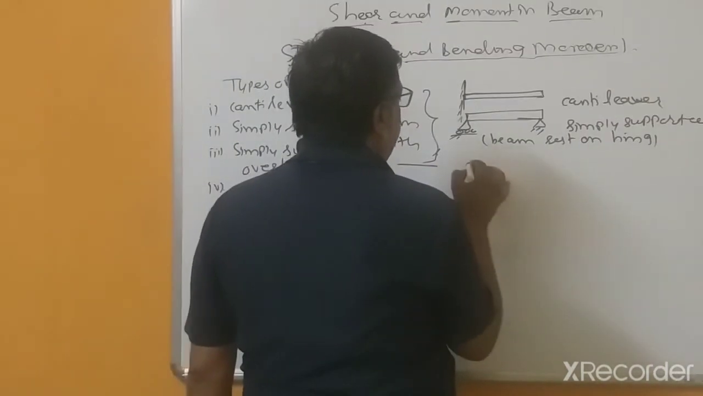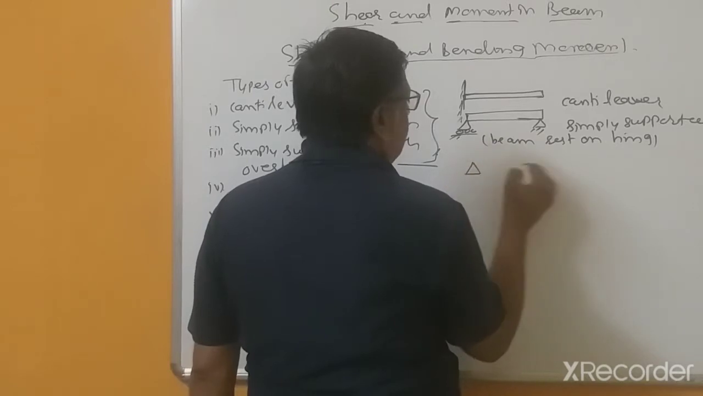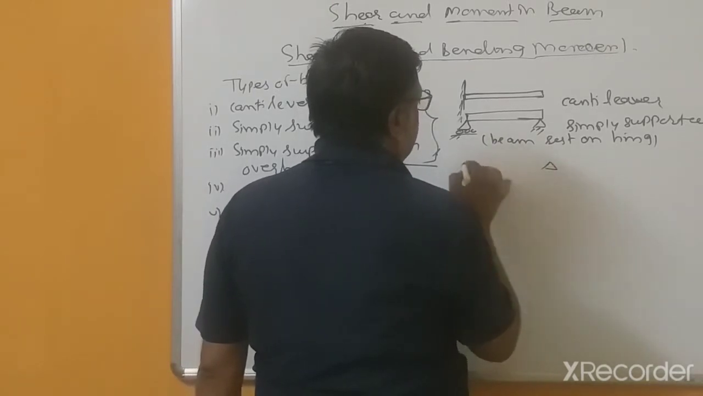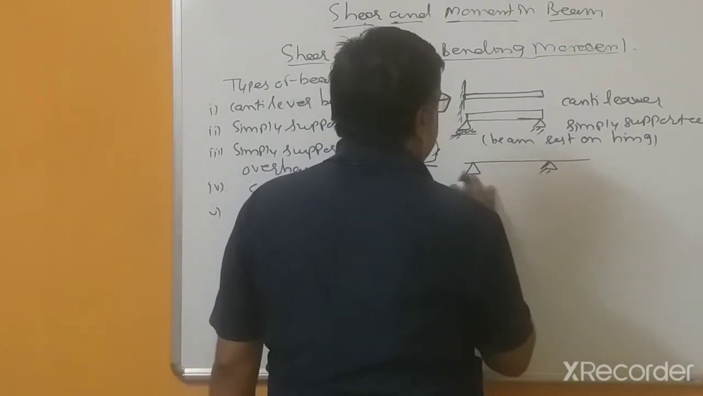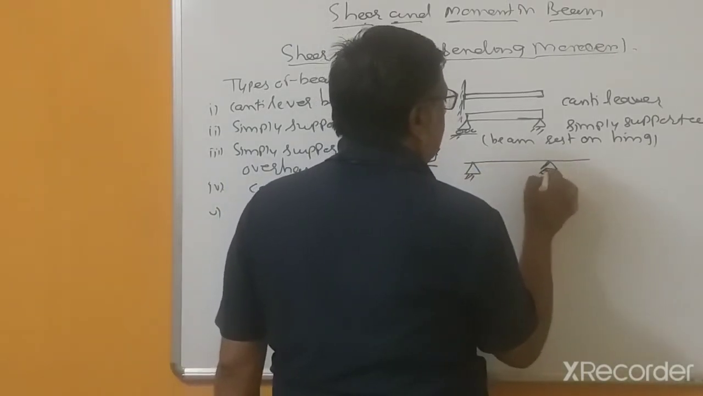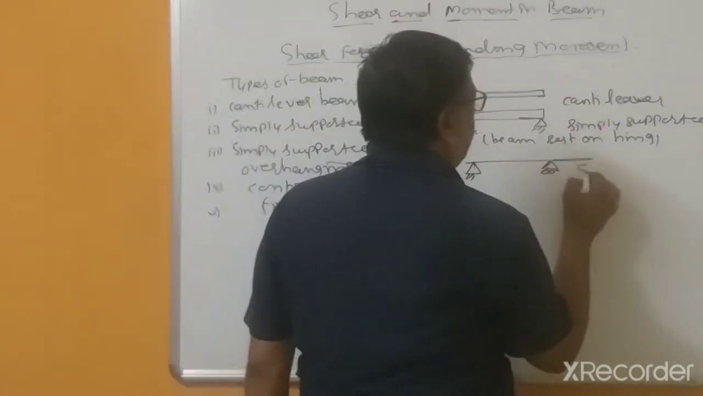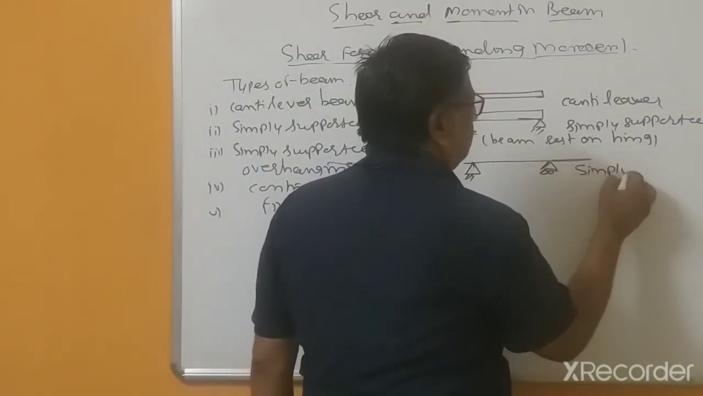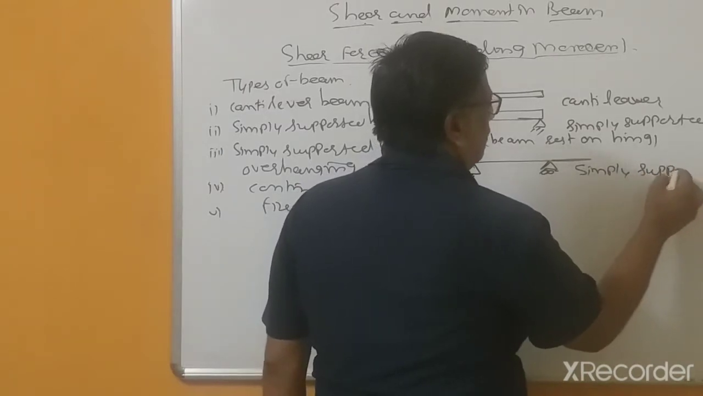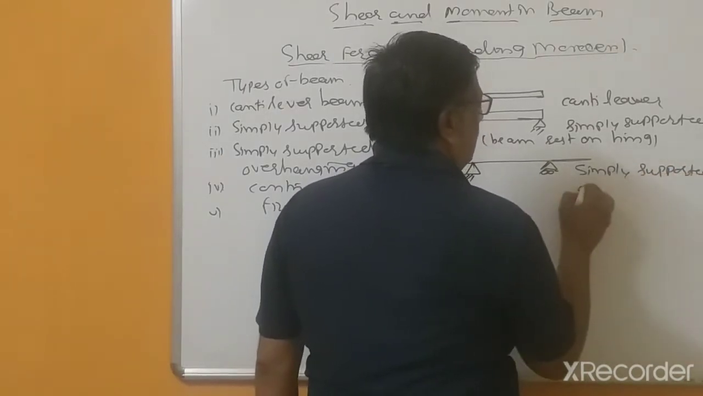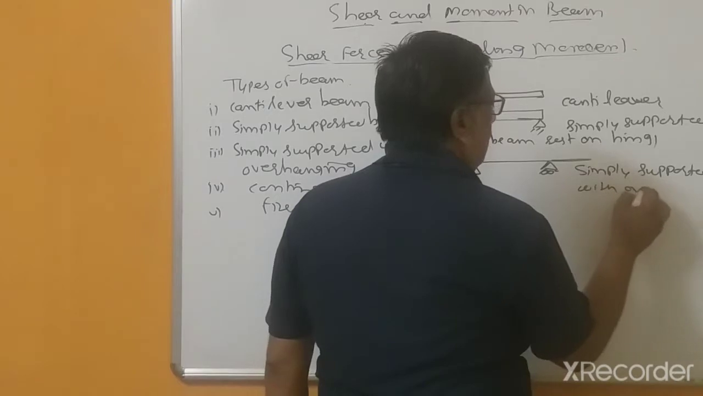Simply supported with overhanging means, suppose this is fixed and this is roller type, and this is simply supported with overhang.